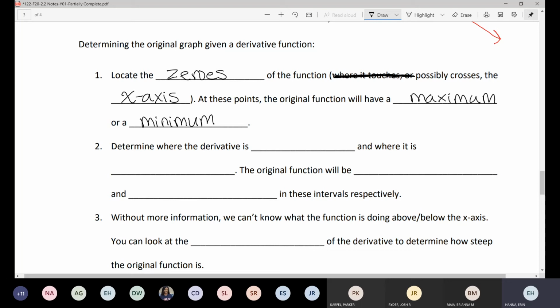You're going to determine where the derivative is positive and where it is negative. So where it's above the x-axis and where it's below the x-axis. It should pretty much be split up with those points you just found where it crossed the x-axis. The original function is going to be increasing and decreasing respectively.